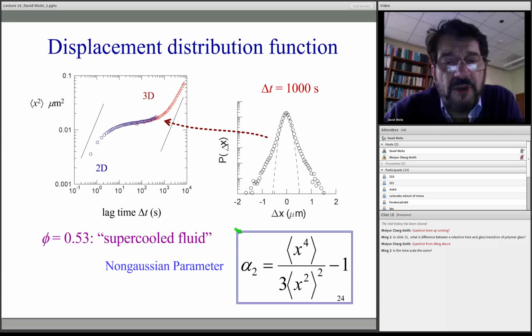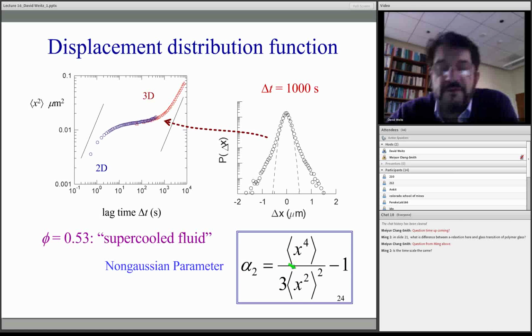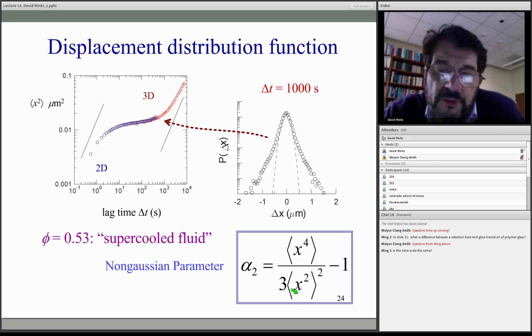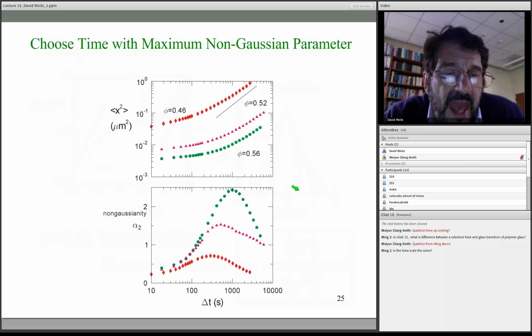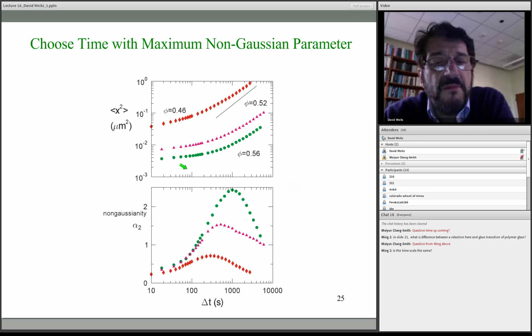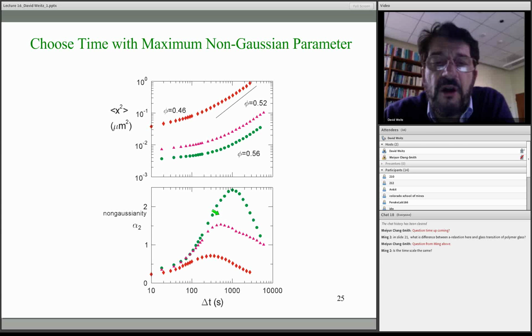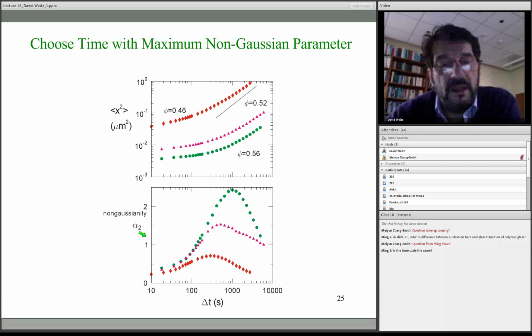You can parameterize this by the non-Gaussian parameter, which is just this ratio of distributions, the fourth moment compared to 3 times the square of the second moment, minus 1. And this is just a measure of how non-Gaussian the behavior is. And if you plot this non-Gaussian parameter as a function of time, here's the mean square displacement, here's the non-Gaussian parameter, you see that for all the different volume fractions, it exhibits a peak corresponding roughly to the inflection point. Not exactly, but roughly to the inflection point. And this peak is fairly large if you look at it.